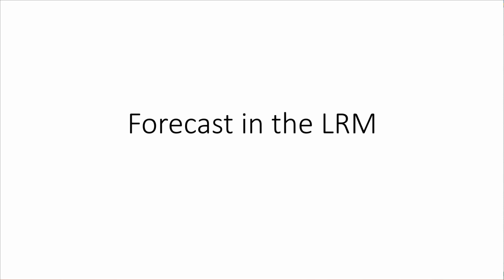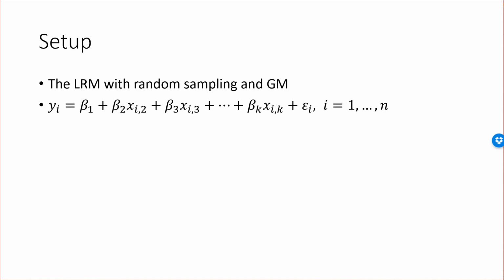So in this lecture, we'll have a look at how to do forecasting in the linear regression model. We will assume a linear regression model with random sampling and all the Gauss-Markov assumptions. The x variables are exogenous, the errors are homoscedastic.